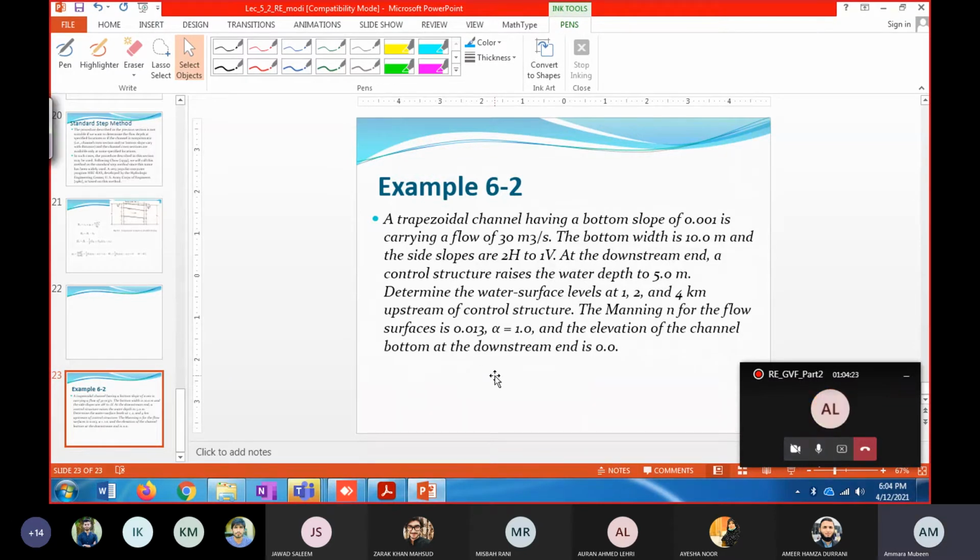Okay, they have asked us to determine the water depths at different distances: 1 kilometer, 2 kilometer, and 4 kilometer. So it means that we will be dividing the whole reach into a number of sections, a number of sub regions, and let's draw the figure, the line diagram for it.